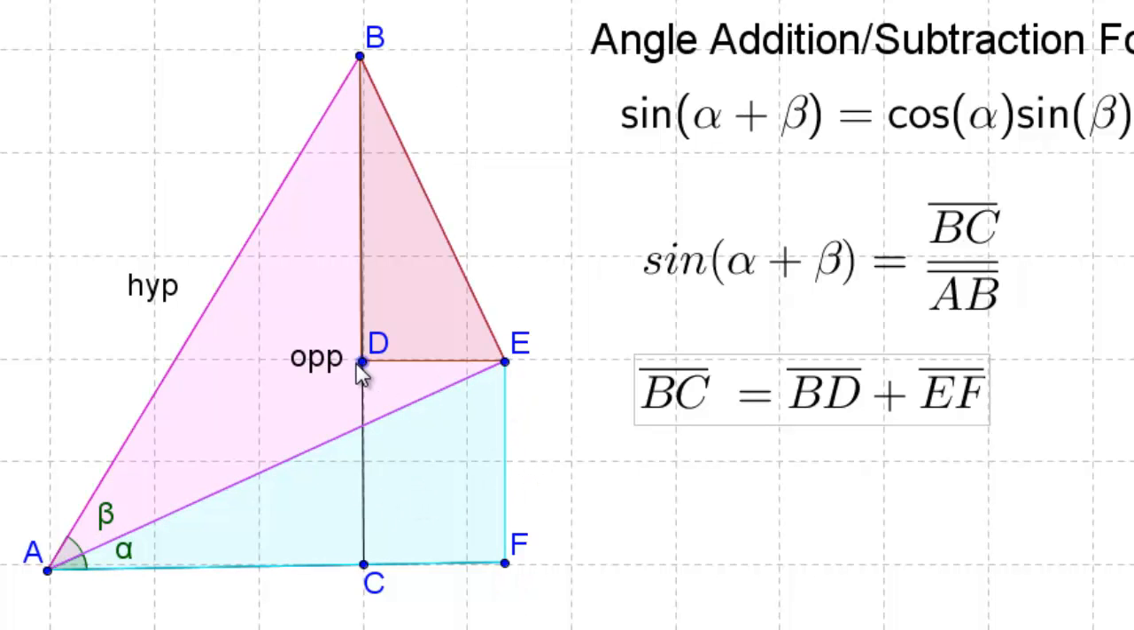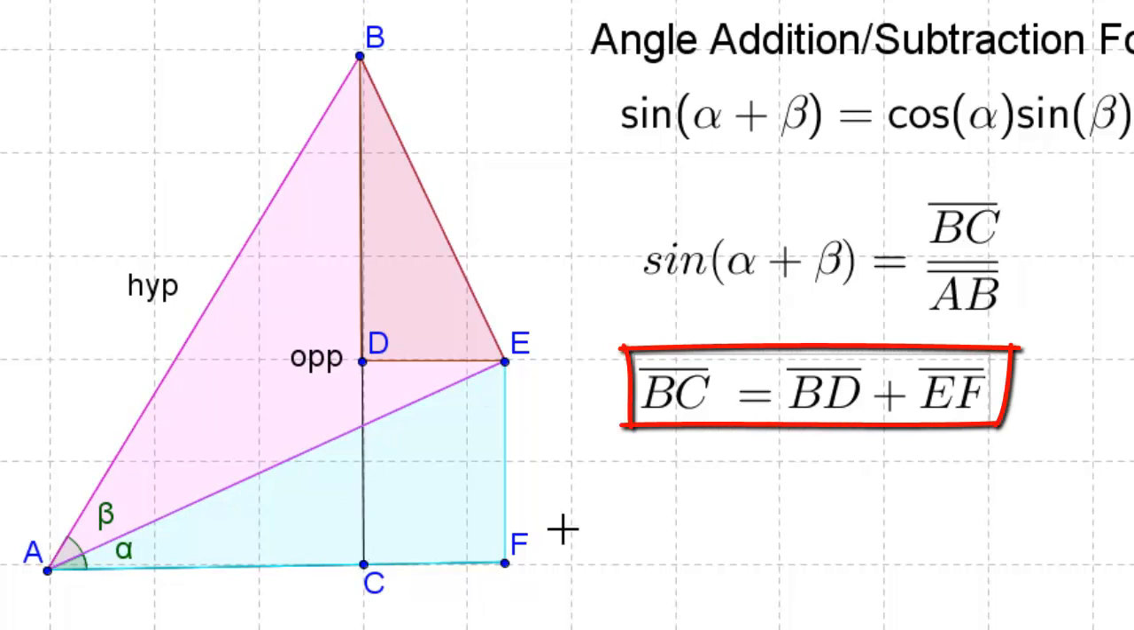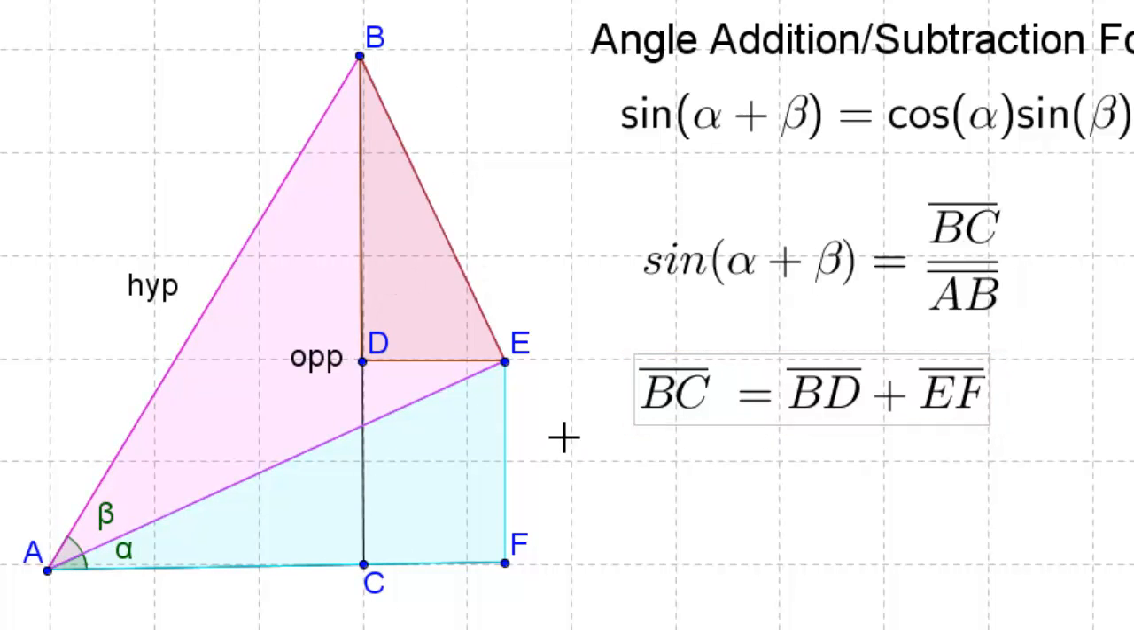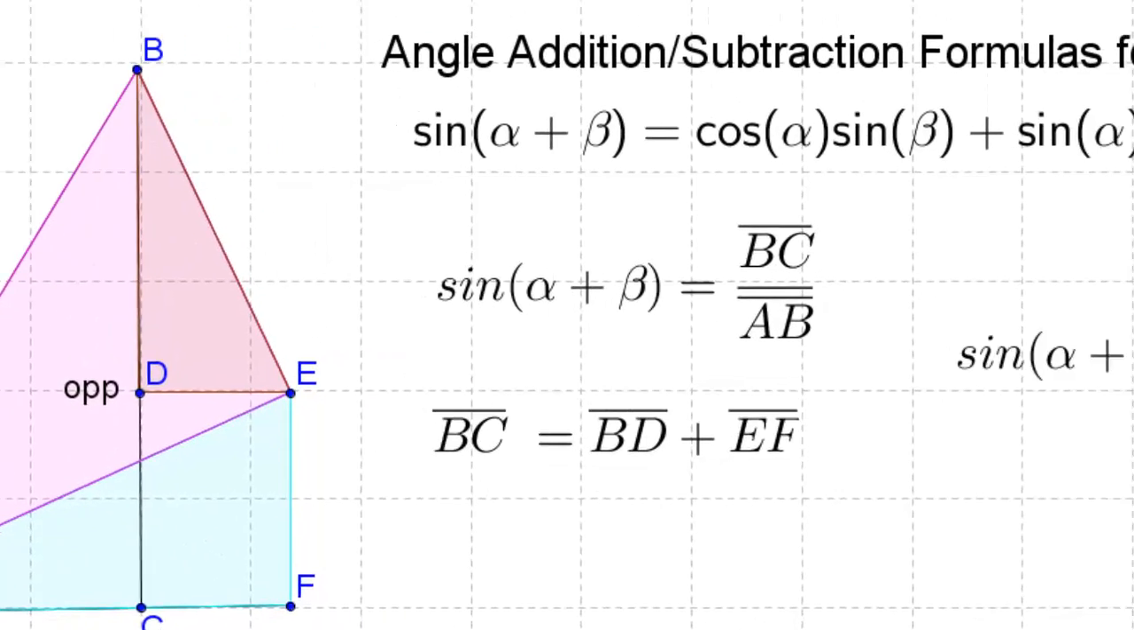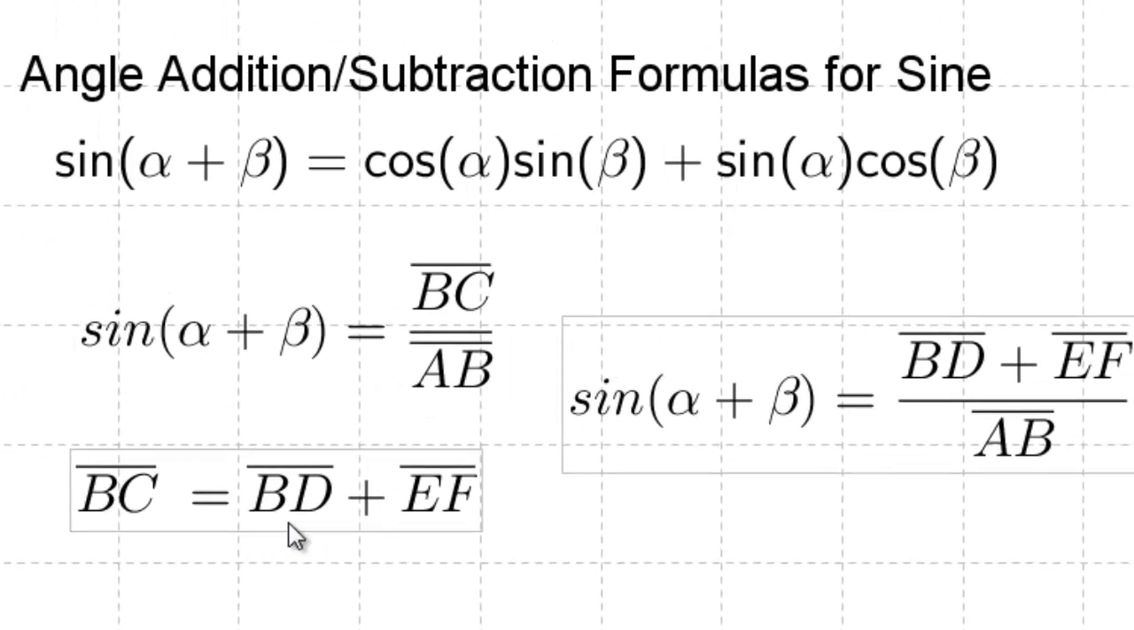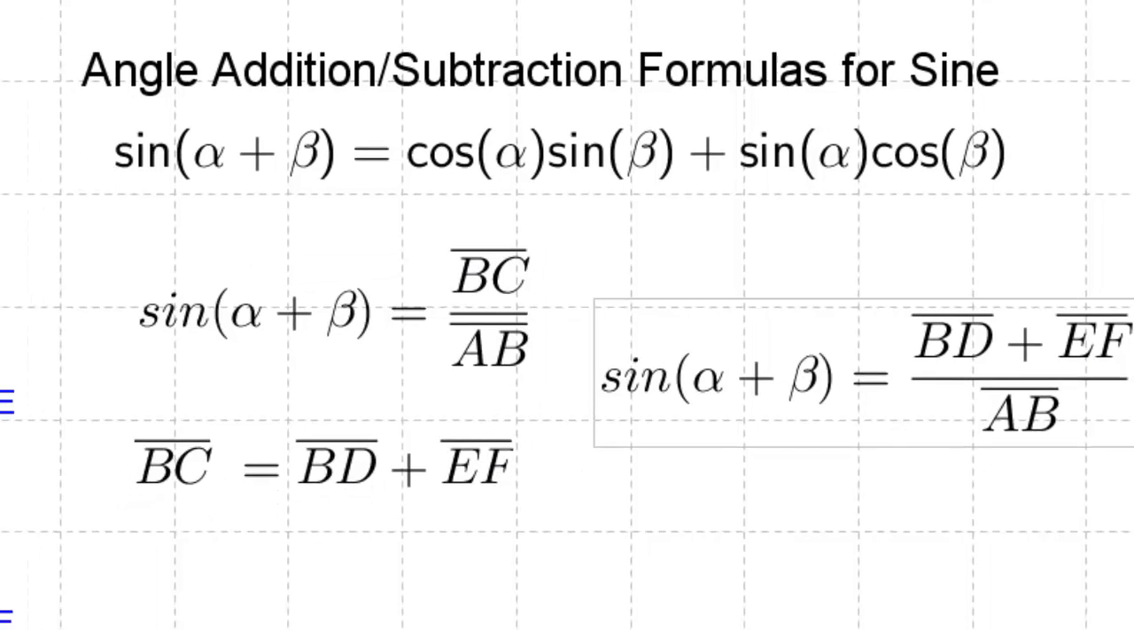So let's take this big side BC and break it up into parts BD and EF, which, since these two are parallel, EF is equal to CD. So therefore, this long opposite side BC is equal to BD, which is going to be involved in this triangle, plus EF, which is going to be involved in the light blue triangle. So knowing that BC equals BD plus EF, we can substitute that in for BC up here. The result is the sine of alpha plus beta equals BD plus EF divided by AB, because we just substituted BD plus EF for BC.